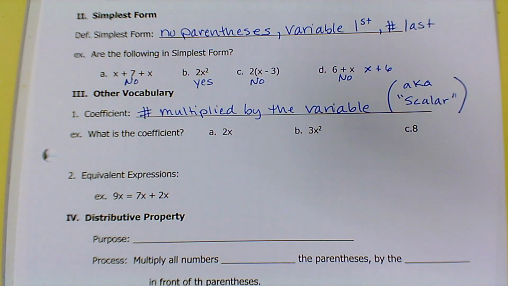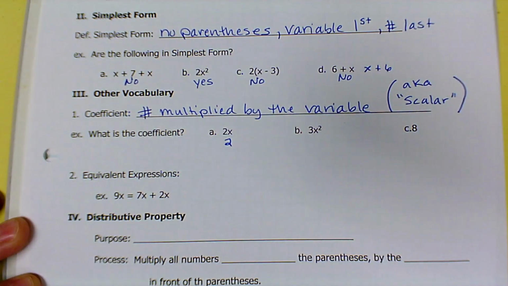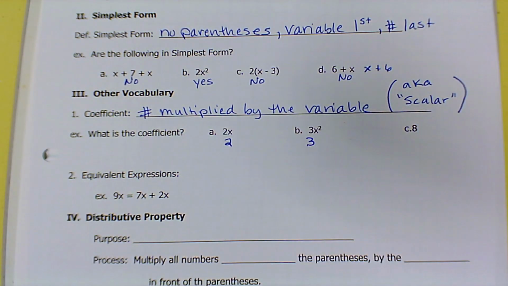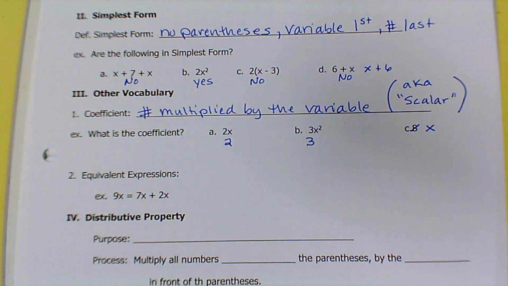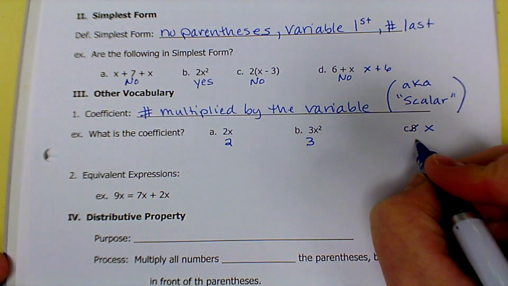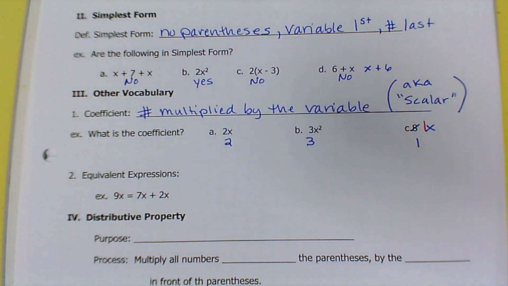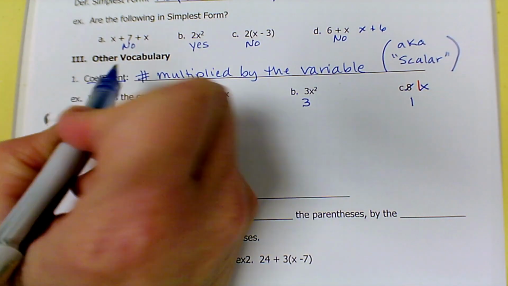Okay, so what is the coefficient? What is the number attached to the letter? So for 2x, the coefficient would be the 2. For 3x squared, the coefficient would be a 3. 8 doesn't really have a coefficient. I didn't intentionally make that tricky. But if you see an x, the invisible coefficient is the invisible 1, because all variables have at least a 1 for a coefficient. All right, that's the word coefficient.